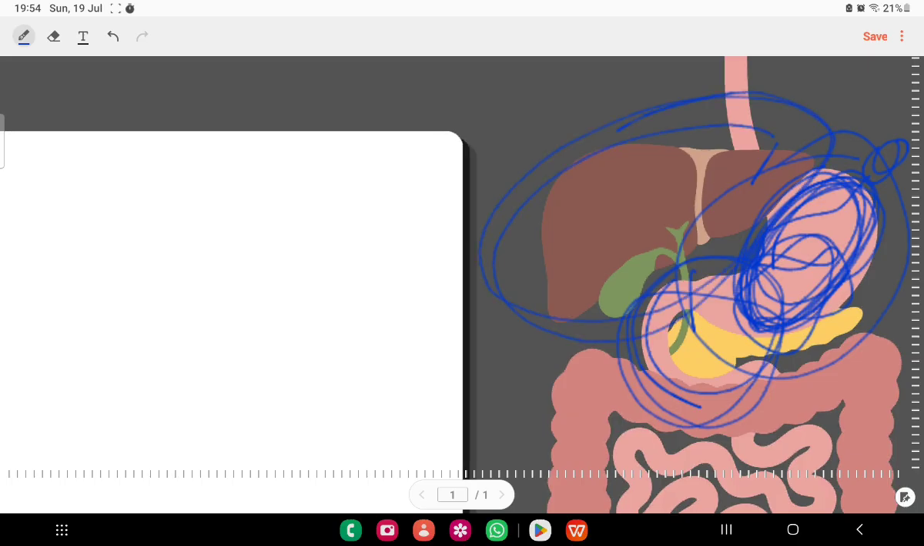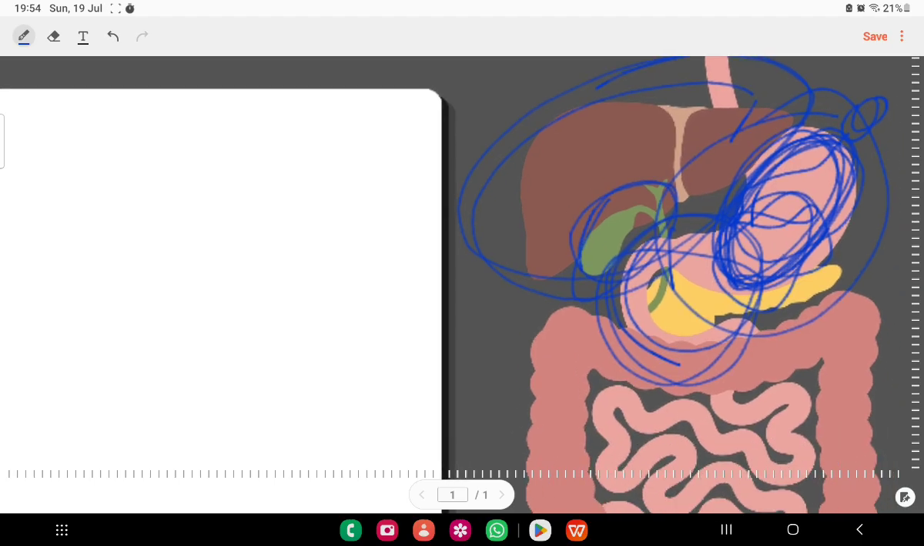Then we got the liver, and the liver creates bile juice that is used for emulsification of fats, which means breaking down large fat globules into small fat globules, and this bile juice is stored in the gallbladder. Then we got the pancreas, the goat gland. The pancreas is both an endocrine and exocrine gland. Endocrine means hormones and exocrine means enzymes. It secretes two enzymes called trypsinogen and lipase. Lipase breaks down those fat globules into fatty acids and glycerol.